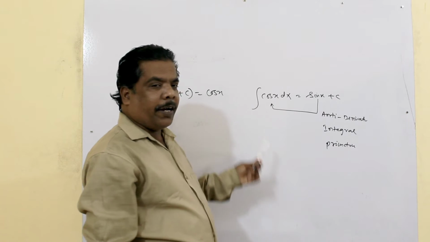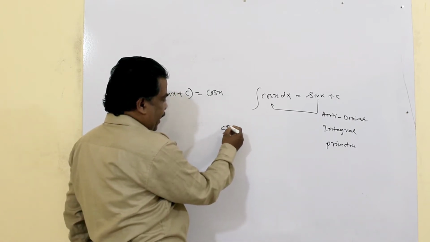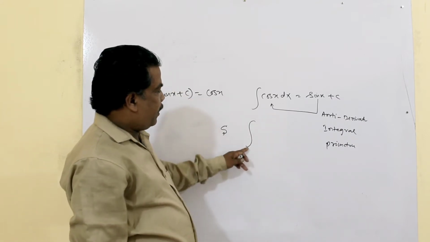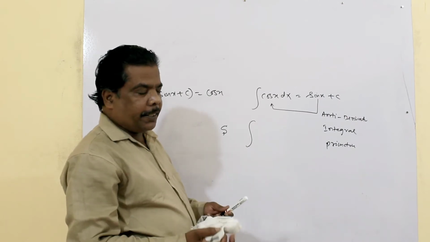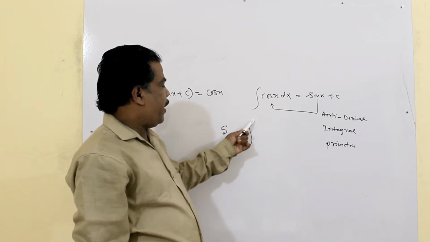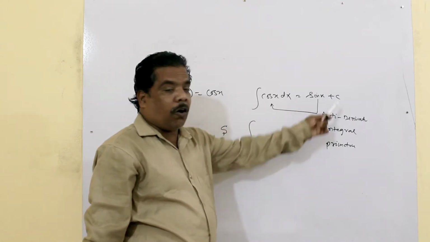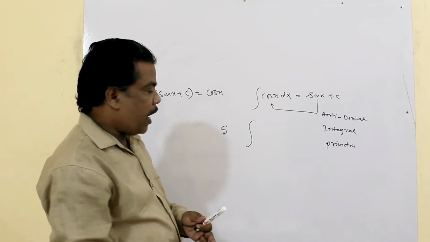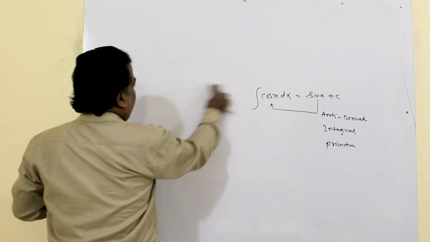And this is the elongated s. This is s and this is elongated s. Elongated s is taken as the symbol of integration. As integration stands for summation, hence elongated s is taken as the symbol of integration, and c is called the integrating constant. Now we derive the definition of integration.